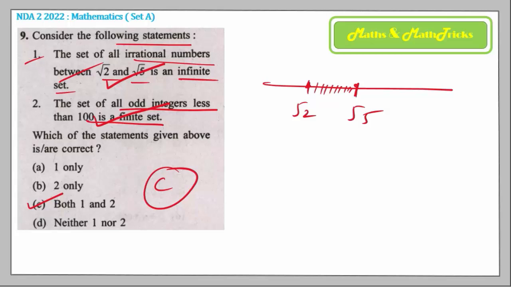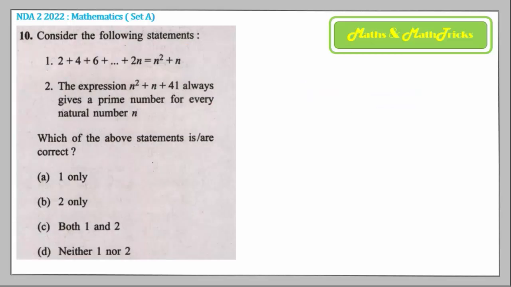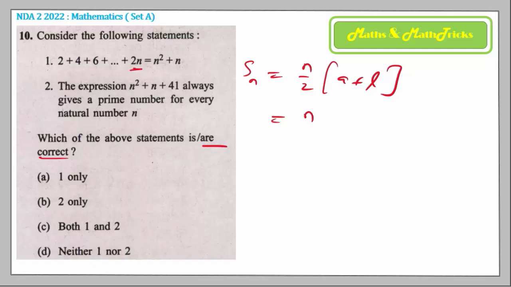Coming on to the next question now. Question number 10. In this there are again two statements to verify which one or ones are correct. The first one says 2 plus 4 plus 6 plus so on to n terms. What is it? Sum of even numbers. You know, the sum of even numbers forms a series with an arithmetic progression. The S_n formula, you know, is n by 2 times (a plus l), where a is the first term and l is the last term of the series. Now n terms we are adding, so n by 2 only.